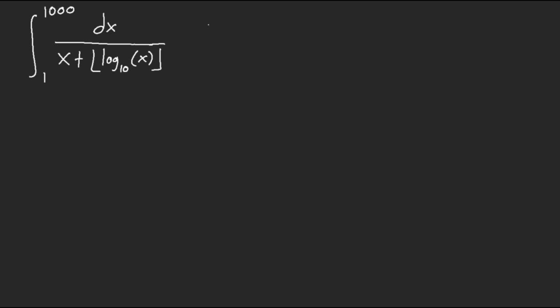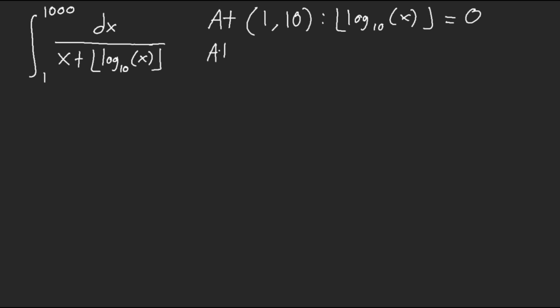Okay, so what I like to do whenever we have a composite piecewise function like this is make a list. And I'll show you what I mean by that. At the interval 1 to 10, what does that mean? That means that the log base 10 of this inside of a floor function is going to equal 0. Okay, and then if x was between 10 to 100, then it would equal 1.